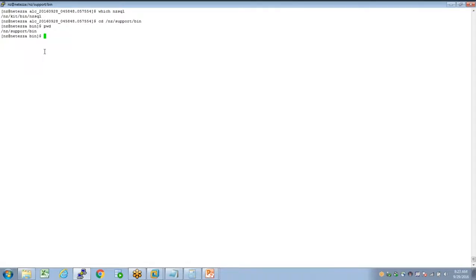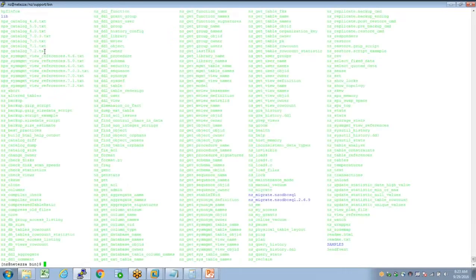Why can't Oracle give standard scripts? Why can't DB2 give standard scripts? Right? As part of their release cycle. So that's exactly the point attacked by Netezza. I know what your basic maintenance works are, so I'm giving you some shell scripts. When I say ls here, there are close to 200 plus shell scripts.